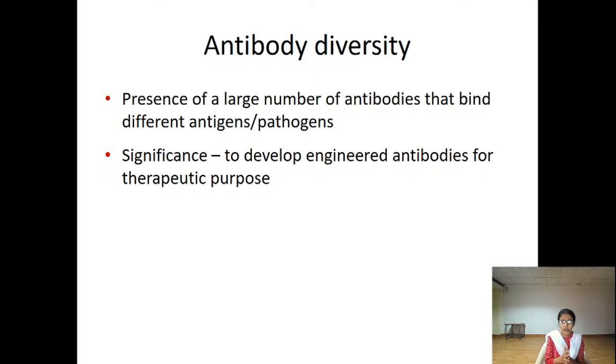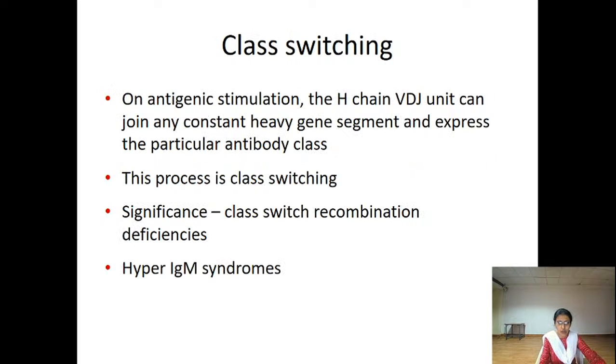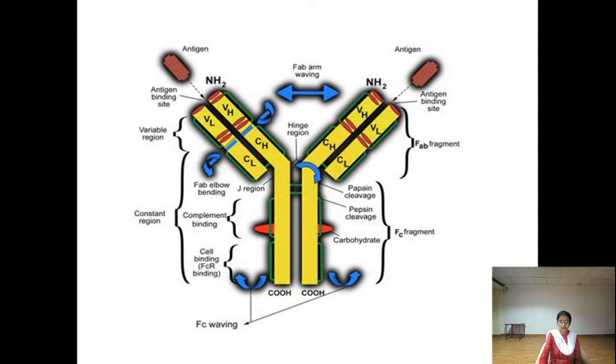So why is there antibody diversity? Because of the presence of a large number of antibodies that bind different antigens or pathogens. And the significance of this is to develop engineered antibodies for therapeutic purposes. And here in antibodies, you should learn an important term called class switching. Okay. So here what happens on antigenic stimulation of any particle, the H chain VDJ unit can join any constant heavy chain segment, and it expresses the particular antibody class.